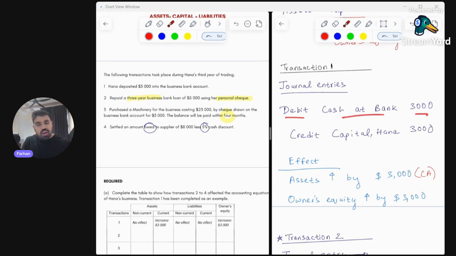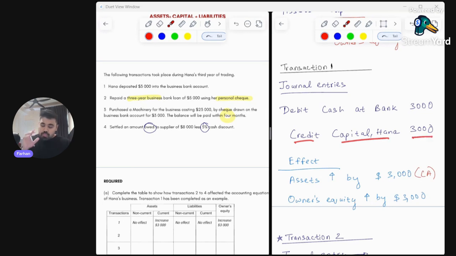Simultaneously, what's our credit entry? Our credit entry is the owner's equity that needs to increase by $3,000. Because when Hannah deposits $3,000 into the business bank account, this is referred to as a capital investment made by Hannah. And capital by default is always credited, which means when it increases, it's always credited. Therefore, we are crediting the account for capital, specifically the account of capital Hannah, by $3,000.